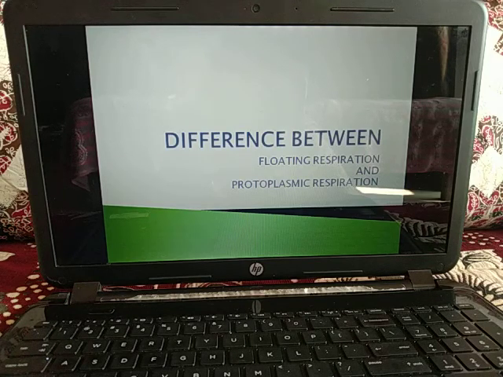Floating respiration does not produce toxic products, and in case of protoplasmic respiration, toxic products like ammonia are produced. Floating respiration keeps the cell healthy, and protoplasmic respiration ultimately kills the cell.